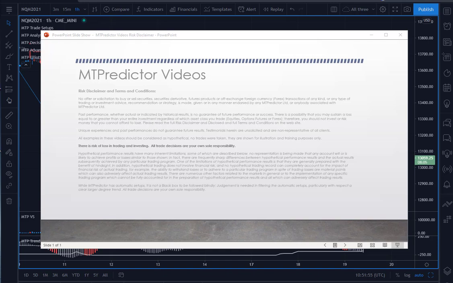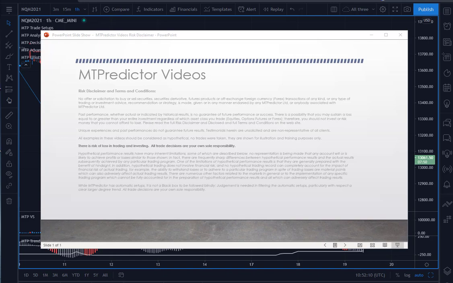In today's MTPredictor video, I'd like to have a look at a slightly longer term chart of the NQ. This is in response to a question from one of our MTPredictor customers, so I thought I'd do a video on it so you can all see my thinking on this particular trade setup.